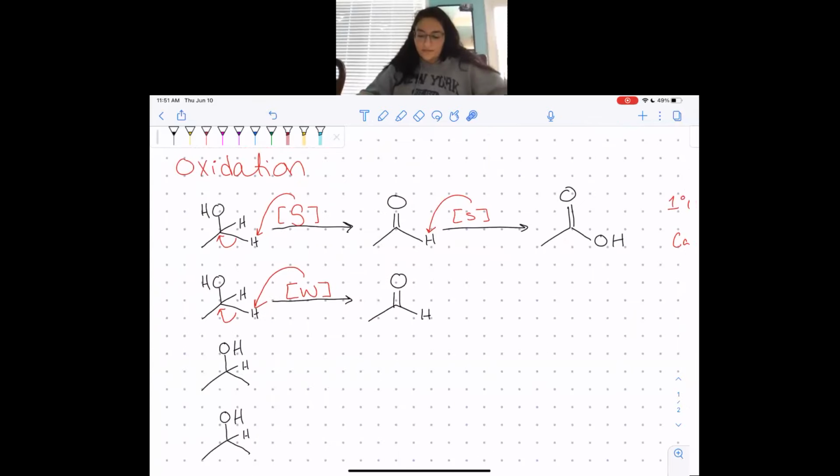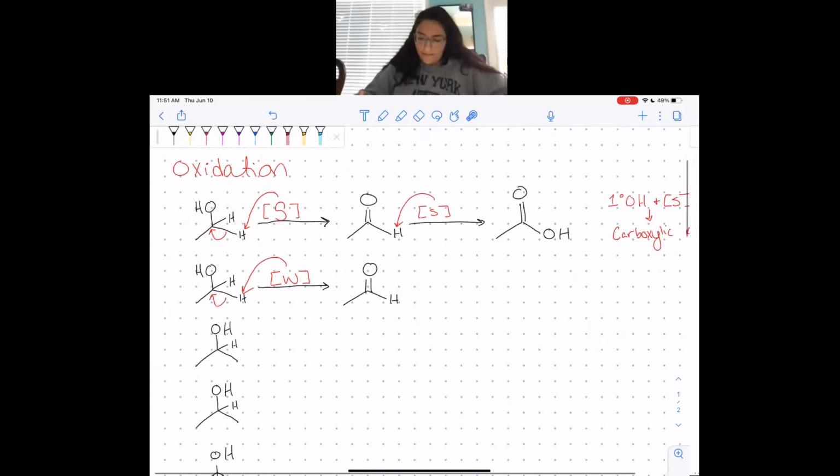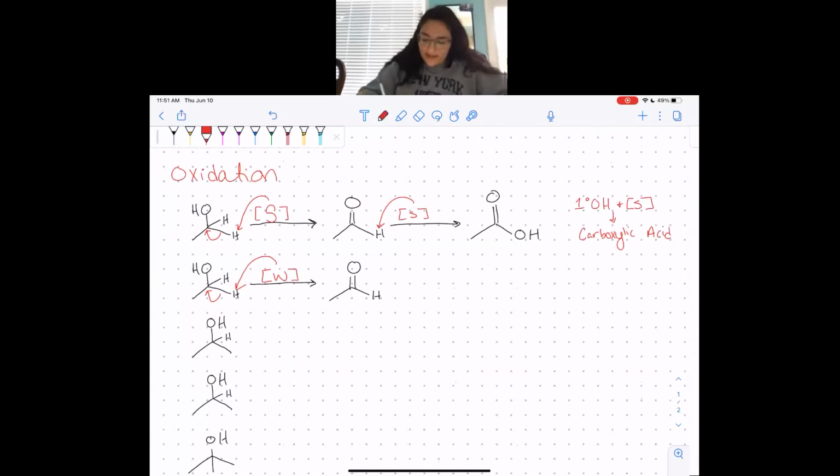So we can say a primary OH plus a weak reagent makes an aldehyde. Also, good guess. I don't mean to be picking on you. I know it was kind of a random question, but yeah. Does this kind of make sense?